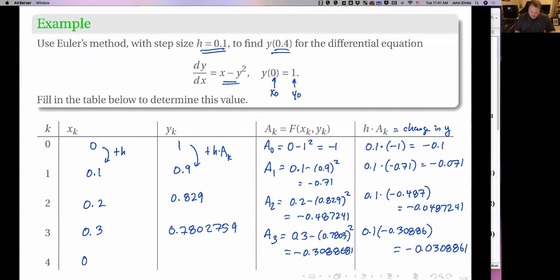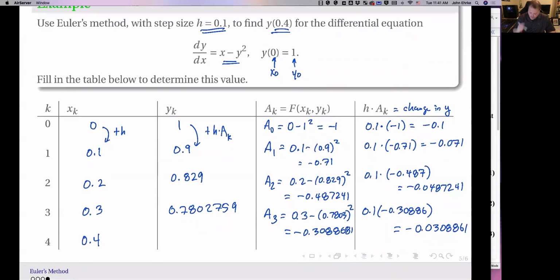Okay, finally, moment of truth. What is our answer? Well, if I take this last Y change and subtract it from the previous Y, I will get 0.7493869.